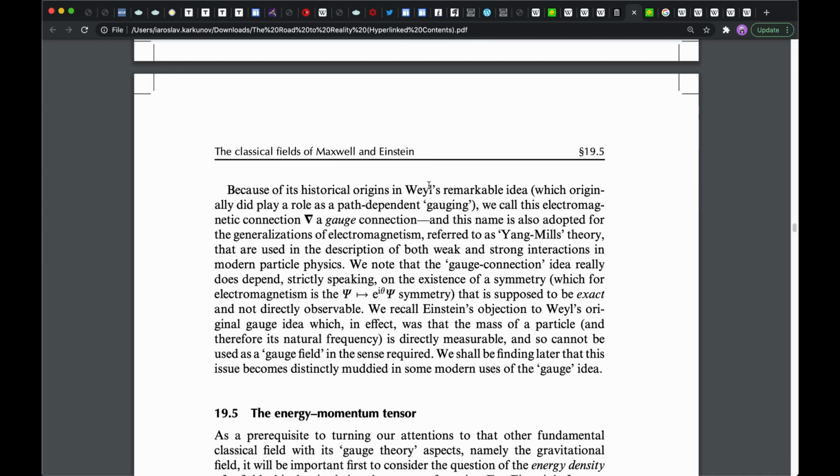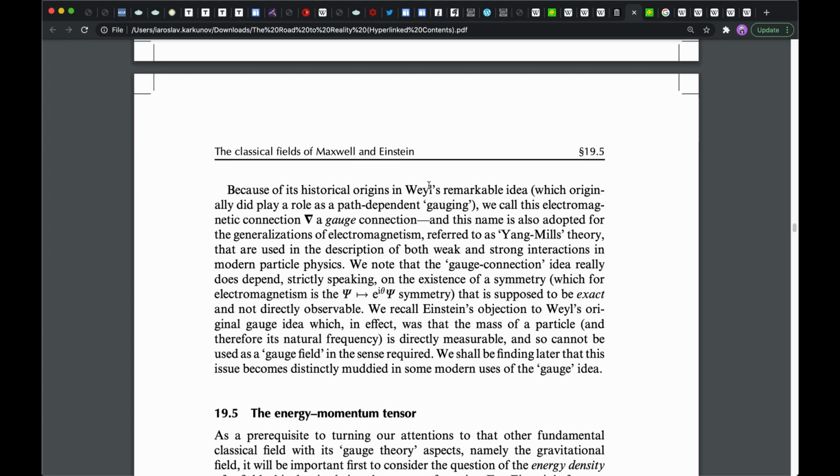Yeah, and here at the end, Penrose talks about how the Weyl ideas are still living, and we can see those in the electromagnetic connection, and also they were adapted for the generalization of electromagnetism, referred to as Yang-Mills theories, and those are used in the description of both weak and strong interactions in modern particle physics.